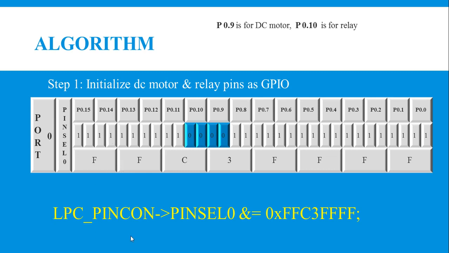So the corresponding instruction becomes LPC_PINCON->PINSEL0 &= 0xFFC3FFFF. That means this is the corresponding hexadecimal value. This hexadecimal value should be ANDed with the original content of the pin selection register. So only the 9th and 10th pins of port 0 will be configured as general purpose input output pins, and the remaining pin functionality doesn't alter. So this is the statement to configure these two pins as general purpose input output pins.